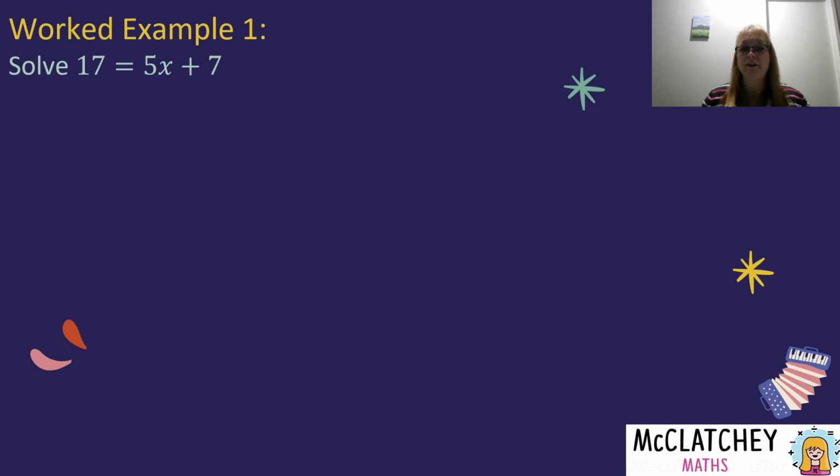Now, the way I like to do solving equations is to firstly have a think about what's going on the left-hand side, what's going on the right-hand side. Have an inspection first. So firstly, on the left-hand side, we can see we've got 17 all by itself. On the right-hand side of our equal sign, we've got two things happening. We've got x, that's our variable that we're trying to solve for. Currently, it's multiplied by 5. That's what this means here. When we've got 5x, there's an invisible times in between the two. We've also got 7 being added.